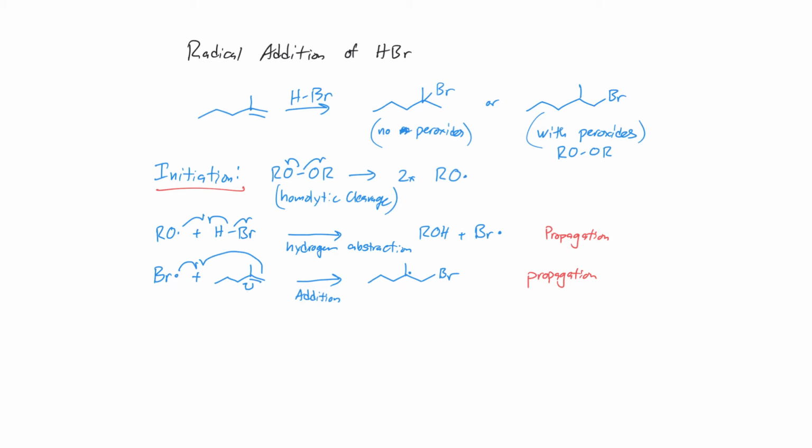And now I can take this new radical and redraw it here. And I can react that with HBr in another hydrogen abstraction to produce my final product. So this radical is going to form a new C-H bond with the hydrogen portion of HBr, and the bromine will form another bromine radical.